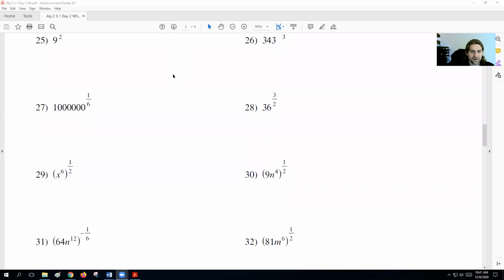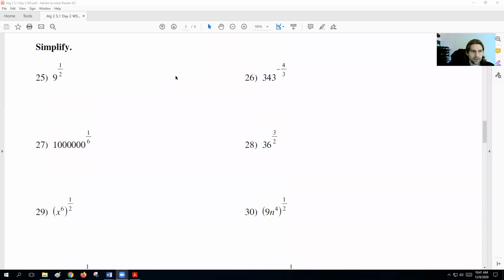What about these, simplifying these? Okay, so let's check this out here. All right, what we got to do is just rewrite these. Okay, what is 9 to the 1/2 power? Well, this would be 9 to the square root of 1. All right, what's the square root of 9? That's just 3.